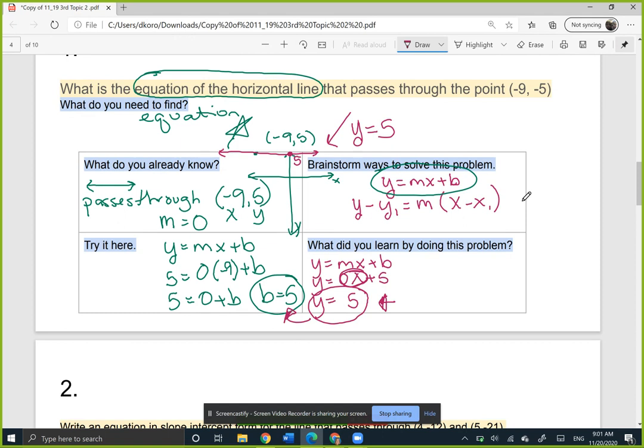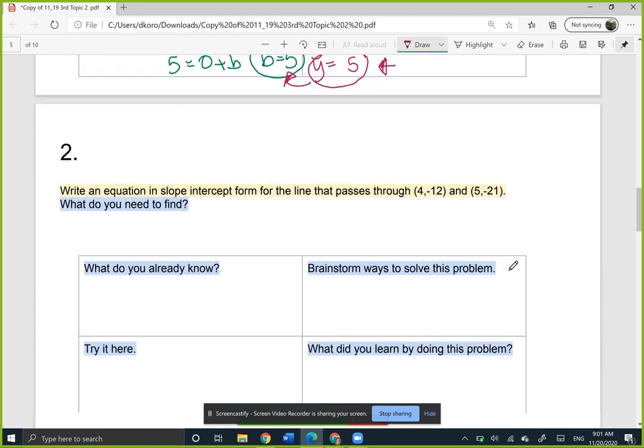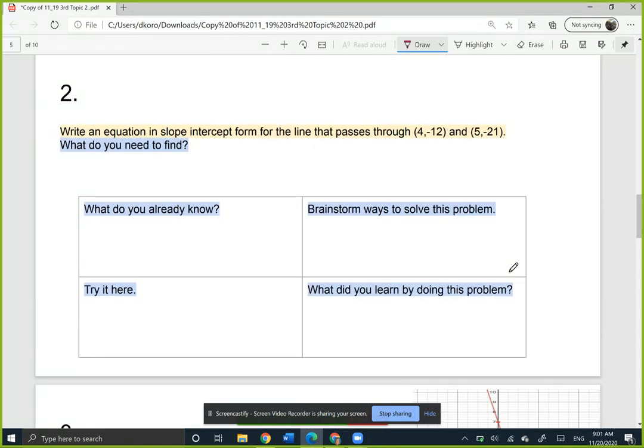This is not the only way to do this, all right? So number 2 says, write an equation in slope-intercept form for a line that passes through 4, -12 and 5, -21. What do you need to find? Well, I need to find an equation in slope-intercept form.